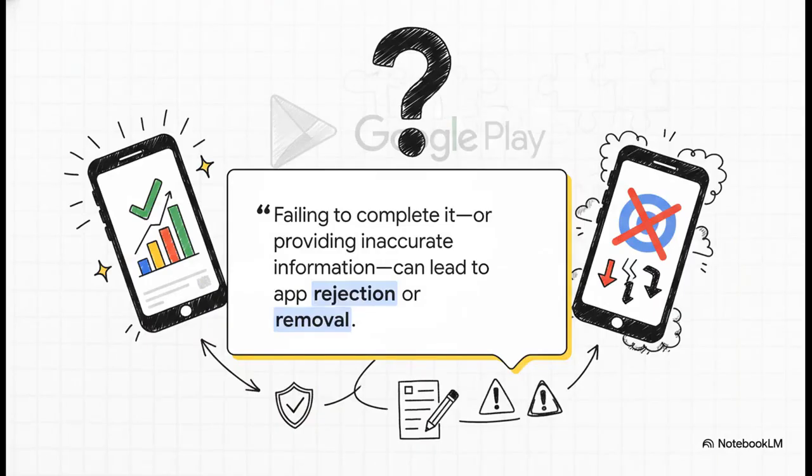And look, let's get one thing straight right from the jump. The stakes are high. This isn't just some optional paperwork. Google's policy is crystal clear. Get it wrong or just don't do it, and your app can get rejected or even kicked off the store. We're talking about the difference between your app being successful or not being there at all.